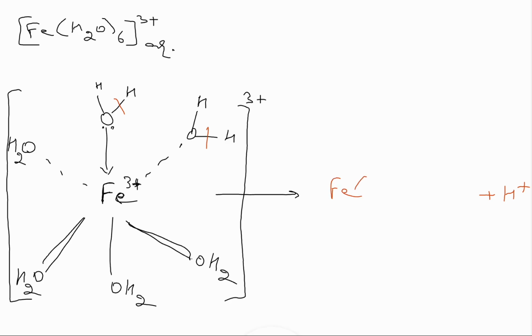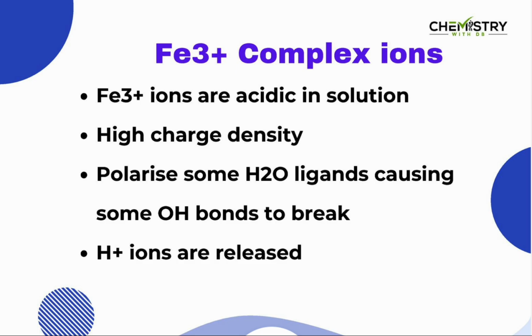If we were to write this in equation form, let's say if only one water ligand had broken, then the product is going to be Fe with 5 water ligands left and 1 OH. Now Fe was 3+ and this is 1-, so therefore the overall charge will be 2+. So you will get this aqueous solution, and these H+ ions are going to make this solution behave as an acid. These are the notes for this one.